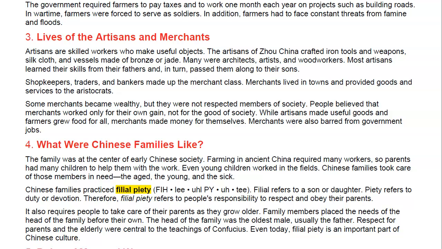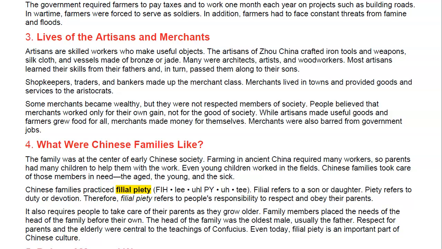Lives of the artisans and merchants. Artisans are skilled workers who make useful objects. The artisans of Zhou, China, crafted iron tools and weapons, silk cloth, and vessels made of bronze or jade. Many were architects, artists, and woodworkers. Most artisans learned their skills from their fathers, and in turn passed them along to their sons.